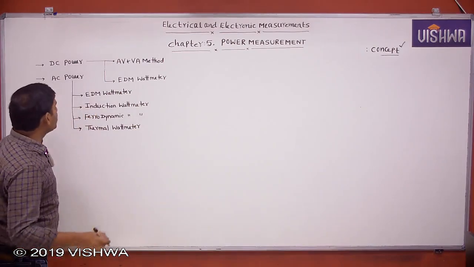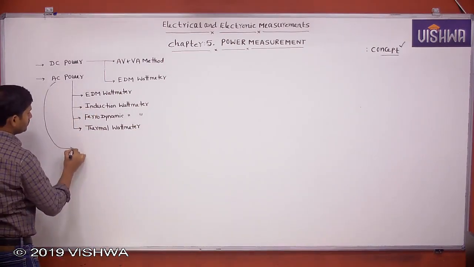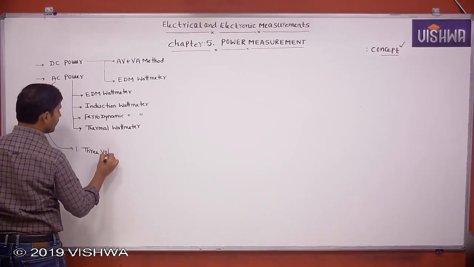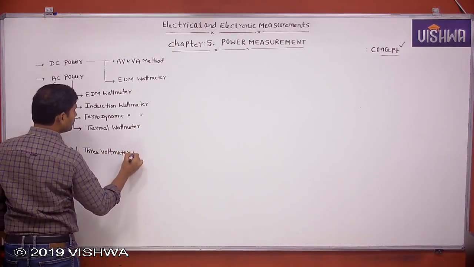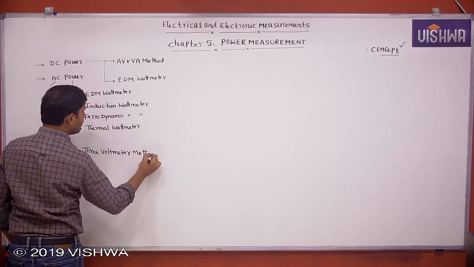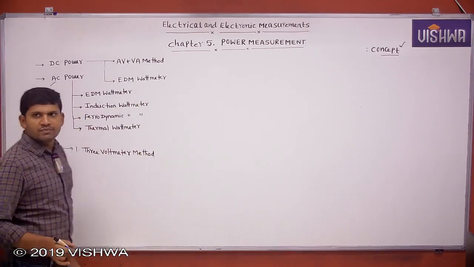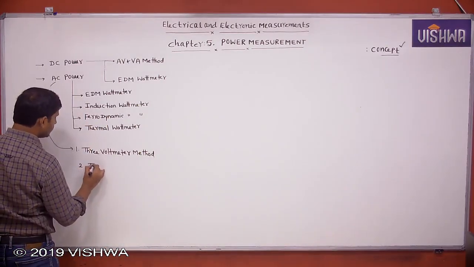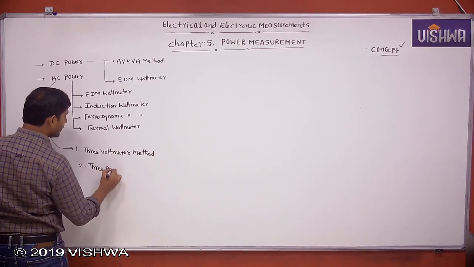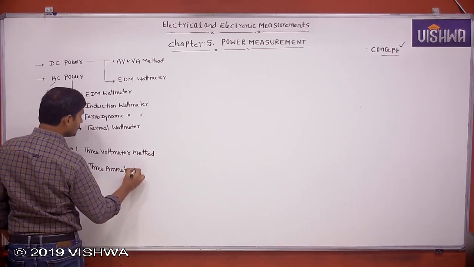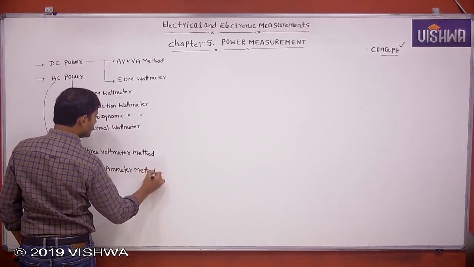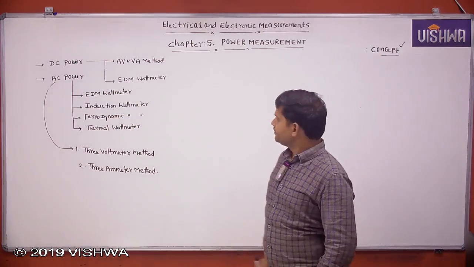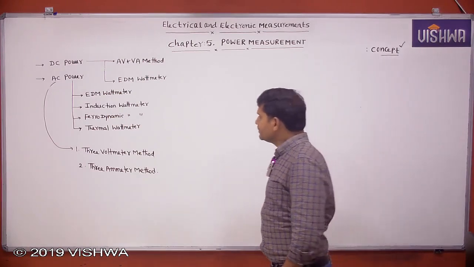Then AC power is also measured by using the 3 voltmeter method, mainly for single phase AC power. Single phase AC power is also measured by using the 3 voltmeter method. We can also use the 3 ammeter method. We can use the 3 voltmeter method and the 3 ammeter method.